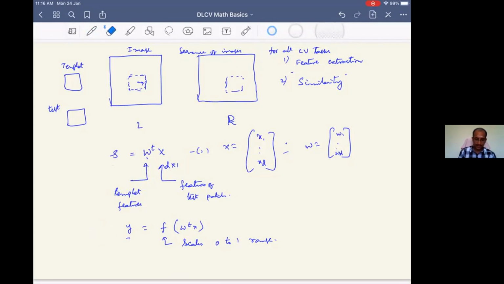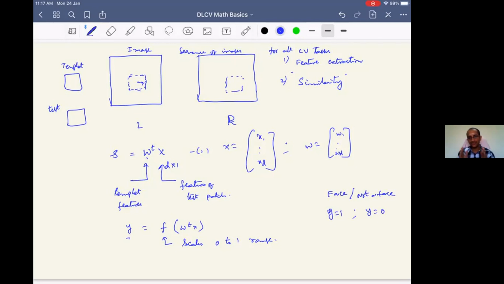Now, usually in a classification problem, assume we have a two-class classification problem. Assume the template is a foreground object, that is a face, and the background is the other patches where there is no face. So the classification I would like to do is between face and non-face. Here y equals 1 for face, and y equals 0 for non-face. This is how I would like to train a model or a classifier.